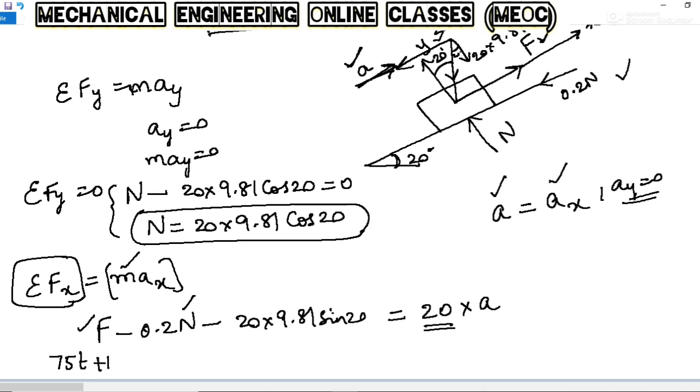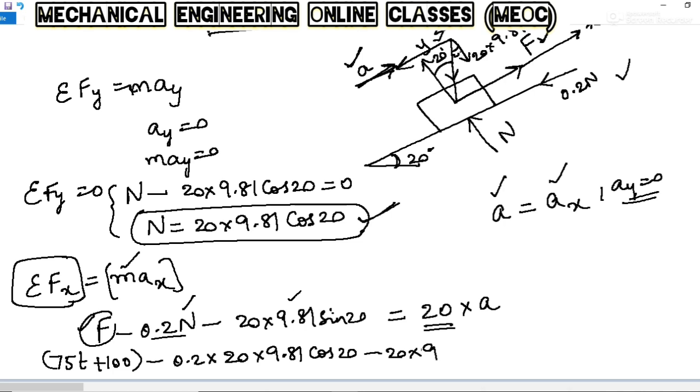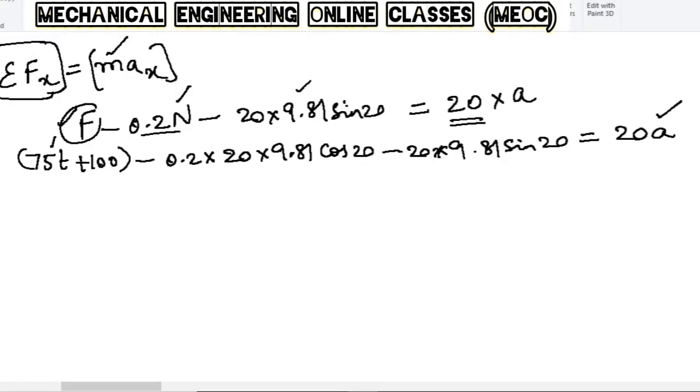So 75t plus 100 is F, minus 0.2 into N, which is this value, 20 into 9.81 cos 20. So we have taken down the first term and the second term. Now let us write the third term, minus 20 into 9.81 sin 20. All this is equal to 20a. If you carefully go through this, the entire equation is in terms of a, which is unknown, and t, which is a variable.